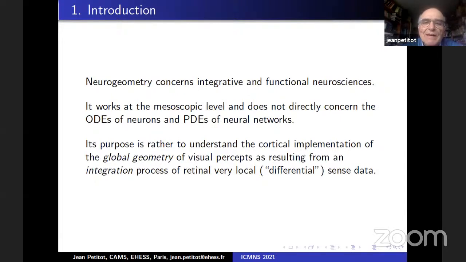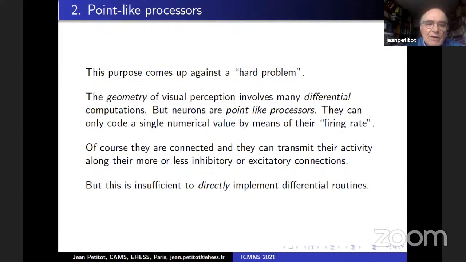Neurogeometry concerns integrative and functional neuroscience, and it works at the mesoscopic level and does not directly concern the ODEs of neurons or PDEs of neural networks. Its purpose is rather to understand the possibility of a cortical implementation of the global geometry of visual percepts as resulting from an integration process of retinal very local differential sense data. And this purpose comes up against a hard problem.